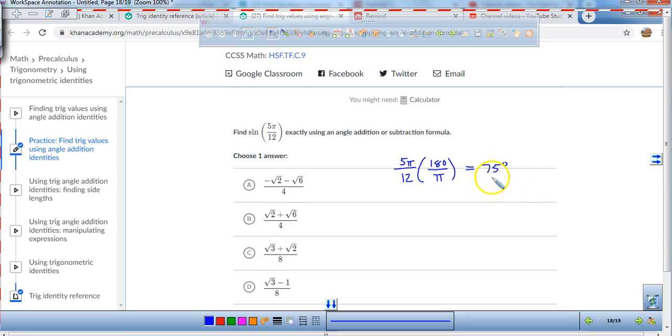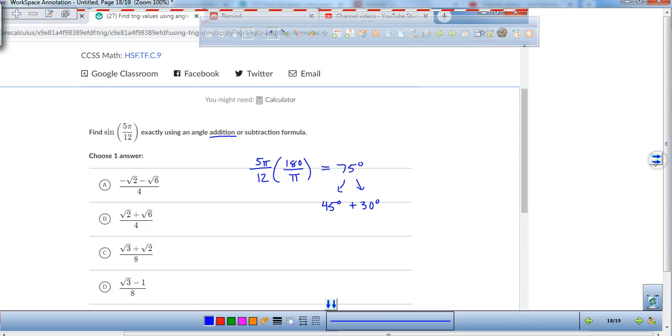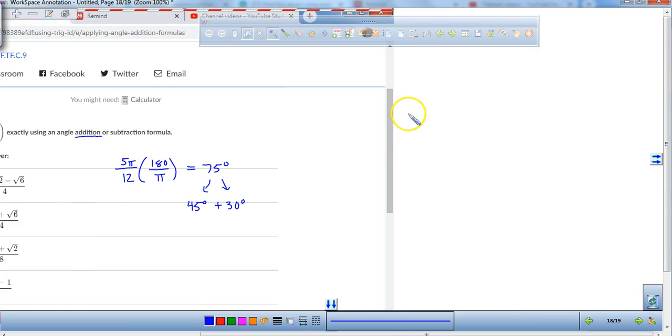Now, how do we split this 75 degrees? We're going to use the angle addition or subtraction formula. This time we're going to use the addition formula once again, and what I like to do is break 75 down into 45 degrees plus 30 degrees, because that allows me to use my 30, 60, 90 triangles. Okay? So we are going to use the sine of x plus y.